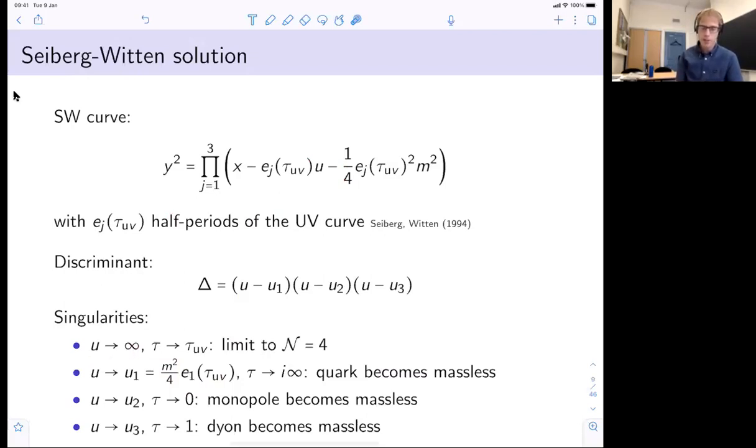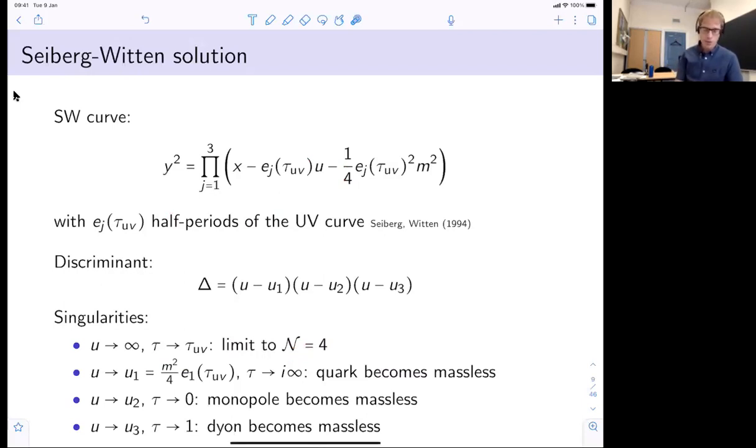One singularity is if we take u to infinity, then the discriminant blows up. And we'll see in more detail later that this corresponds to the limit where tau goes to the UV coupling constant tau_UV. And in this limit, we reproduce the N=4 theory. In a sense, you can see that if u goes to infinity, then the mass becomes arbitrarily light compared to u, and so you go to the massless limit and you reproduce the N=4 theory.